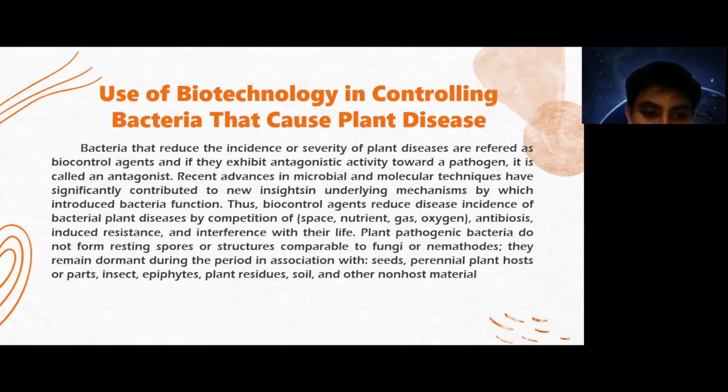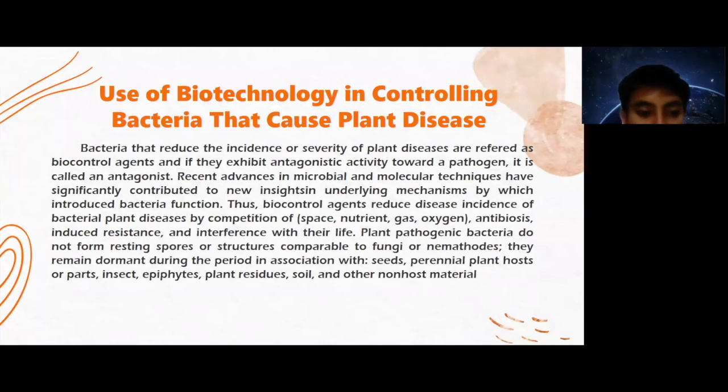Recent advances in microbial and molecular techniques have significantly contributed to new insight into the underlying mechanisms of how bacteria function. Thus, biocontrol agents reduce incidence of bacterial plant disease by competition for space, nutrients, oxygen, antibiotics, induced resistance, and interference with their life cycle. Plant pathogenic bacteria do not form resting spores or structures comparable to fungi or nematodes.